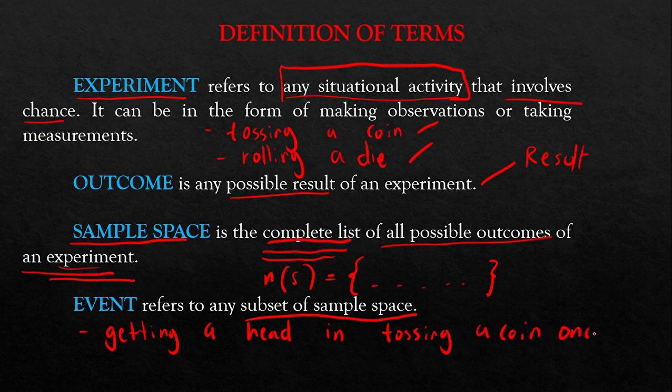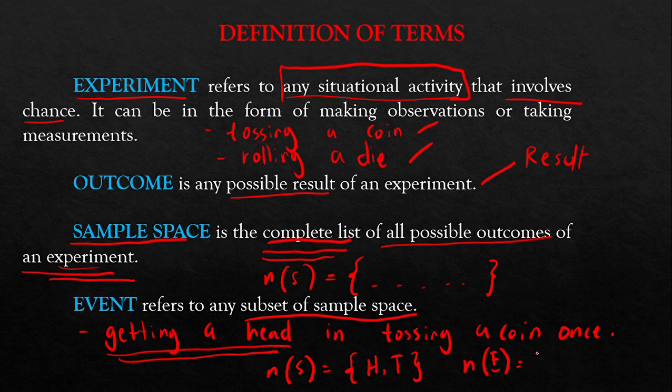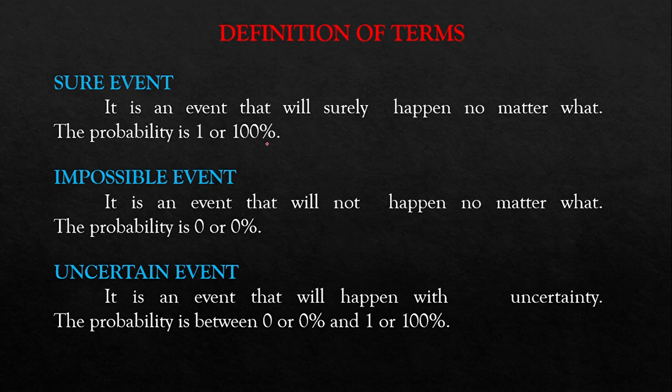See the difference between the experiment and the event. You need to get a result of a head. The sample space n of S, if you toss a coin once, will have two results, either heads or tails. Now your event is n of E. The number of events is only one, getting a head. So the universal set is H and T, and the event is H. You need to get a head. The sample space is the universal set, and the event is a subset only.